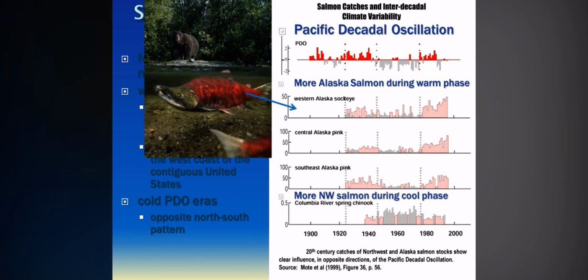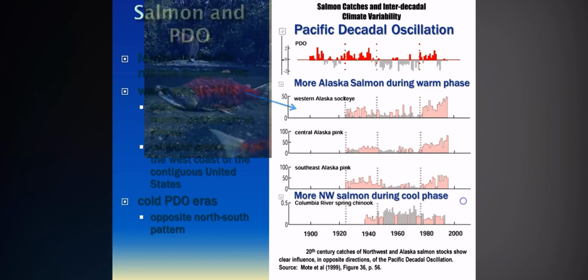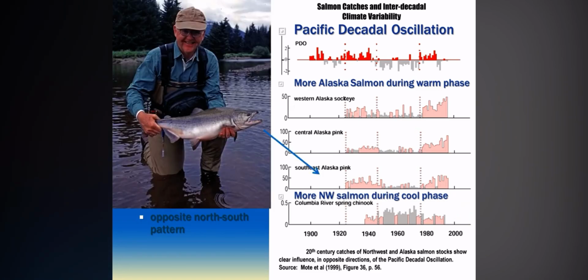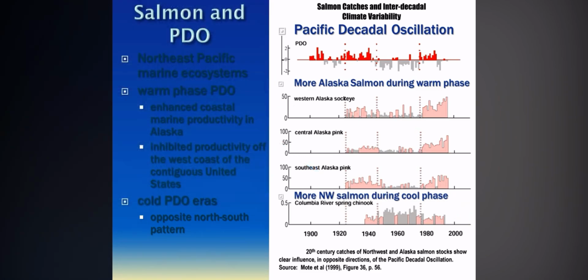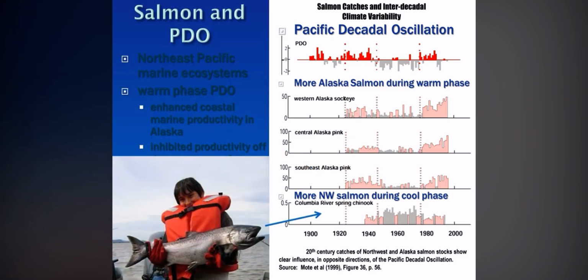There's some of those. There's an Alaska sockeye salmon. Here is the Southeast Alaska pink salmon. And then here is a Pacific Northwest Chinook, spring Chinook salmon. And you can see the proud fishermen who caught those.